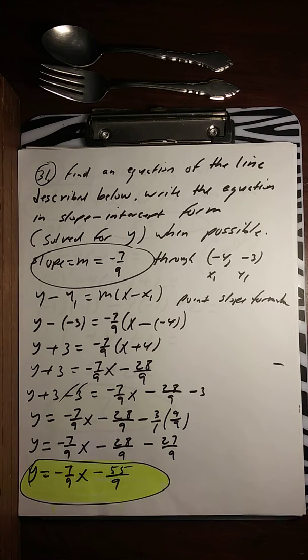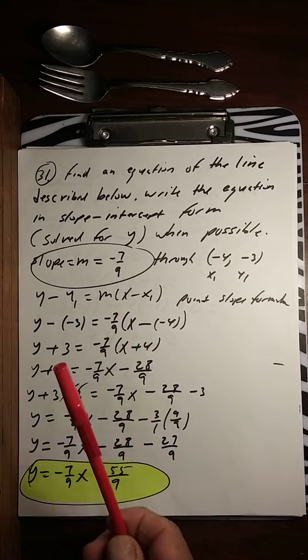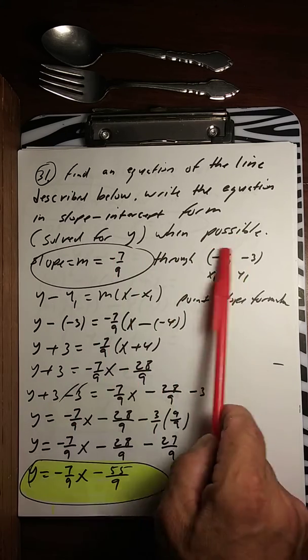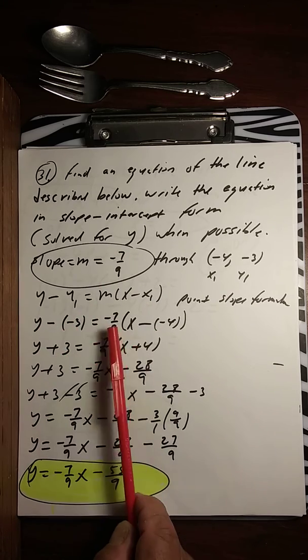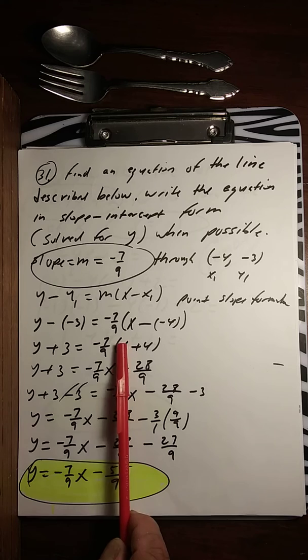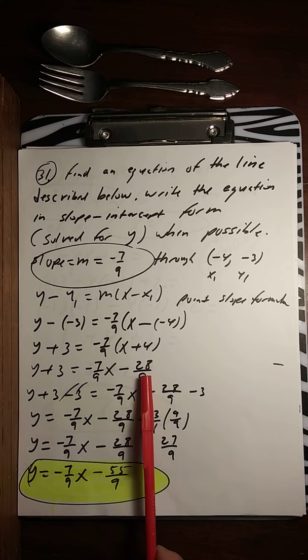Find the equation of the line described below. Write the equation in slope intercept form. Solve for y, if possible, of course. Here's the slope. Here's the point. So put the numbers in here. So negative, negative is positive. Negative, negative is positive. That times that is going to be 28 over 9.